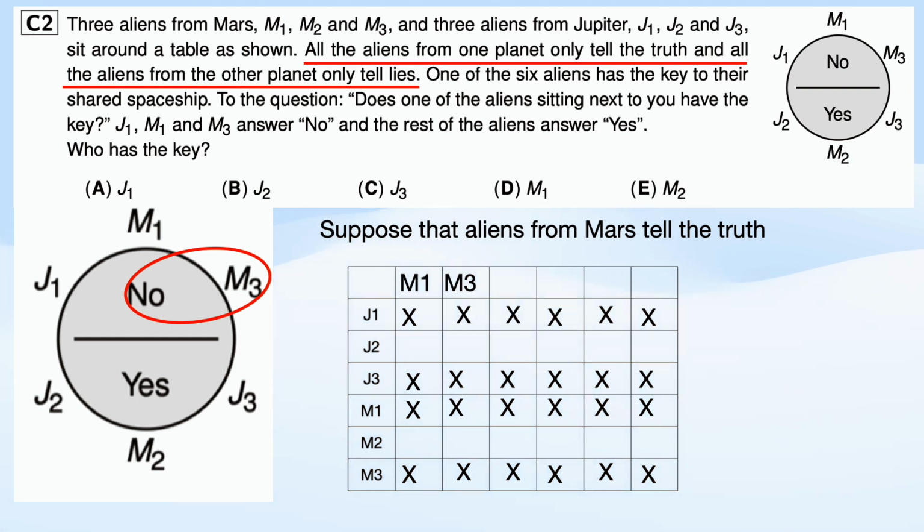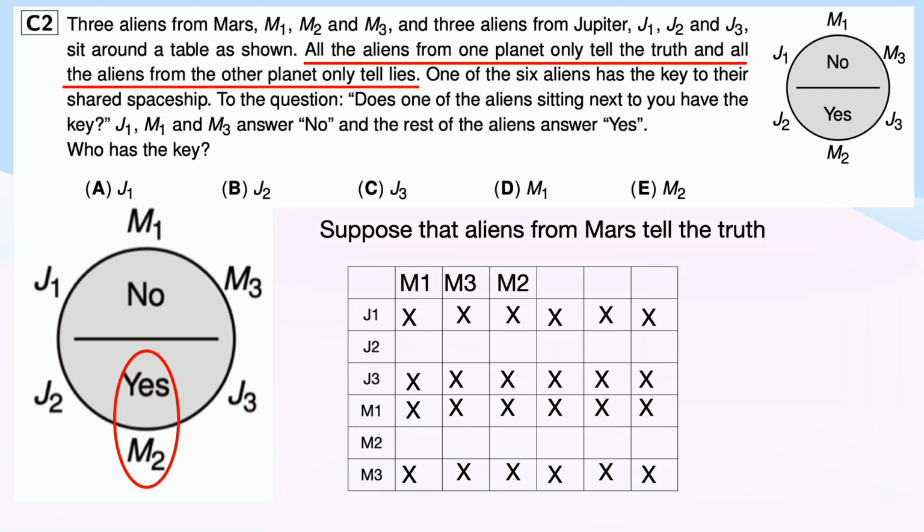M2 says yes, and he's also telling the truth. We already know that J3 doesn't have the key, so the key must be with J2. And so far, we have found that J2 has the key, but we still need to check the statements of the other aliens to make sure there are no contradictions.